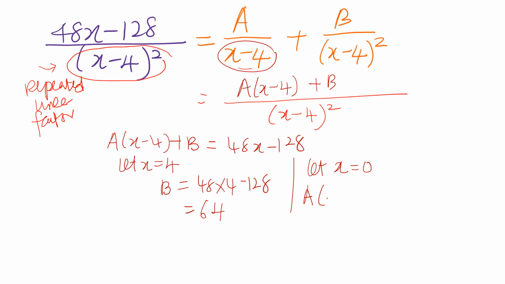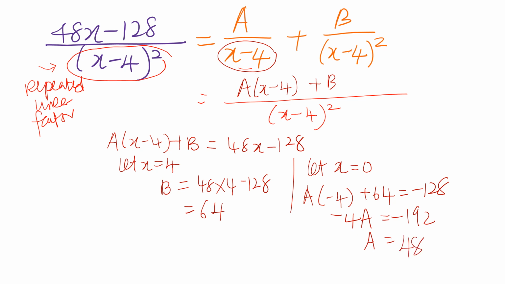So 0, then plus 64 equals negative 128. So negative 4a will be equal to negative 128 minus 64, negative 192. So a will be negative 192 divided by negative 4, and that gives you 48.